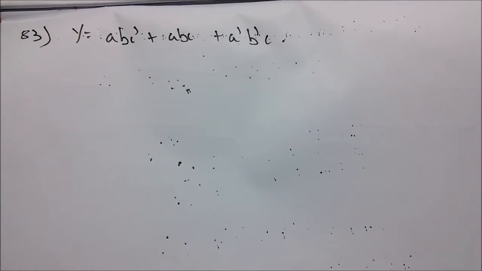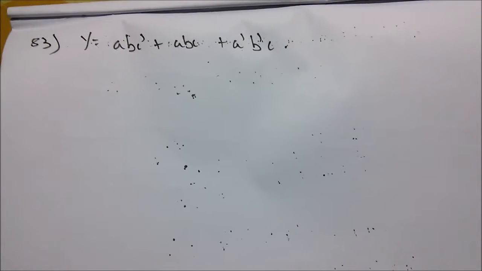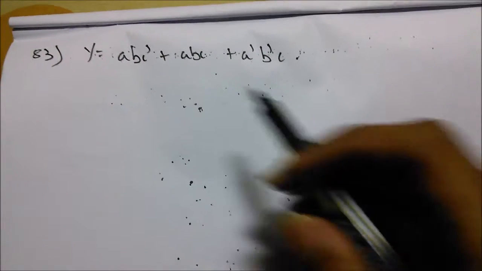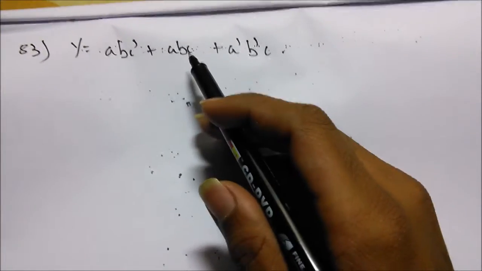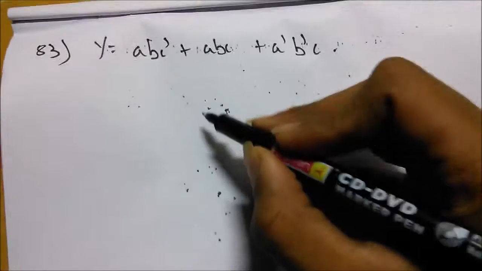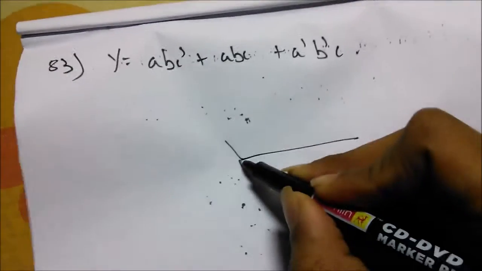In the 83rd question, we have to plot the Boolean expression y is equal to abc dash plus abc plus a dash b dash c on the K-map. This is the solution. In this question, we are asked to plot the given expression on a K-map. Now, as we can see that it's 3 variables, so it'll be a 3 variable K-map having 8 squares.